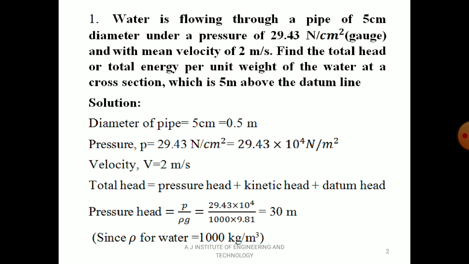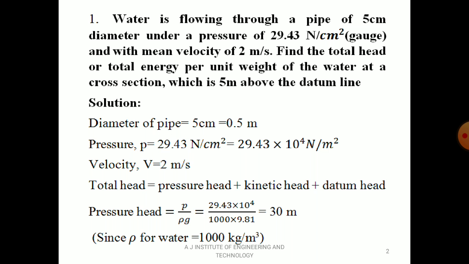So there is a pipe of 5 cm diameter, small letter d or capital letter D, you can take any symbol. So D equal to 5 cm, under a pressure P equal to 29.43 Newton per centimeter square. This is a gauge pressure, and the mean velocity is represented by capital V, equal to 2 meter per second. Find the total head or total energy per unit weight of the water at a cross section which is 5 meter above the datum line. So there is a datum line, and the pipe is 5 meter above that datum line, that is Z equal to 5 meter.